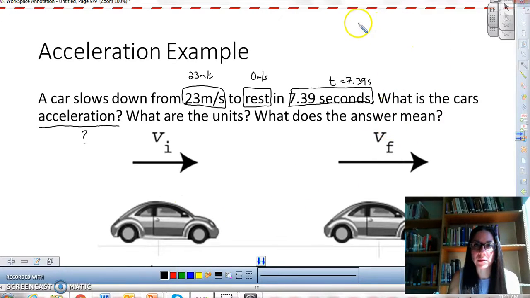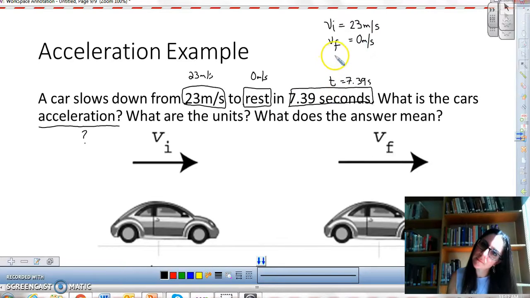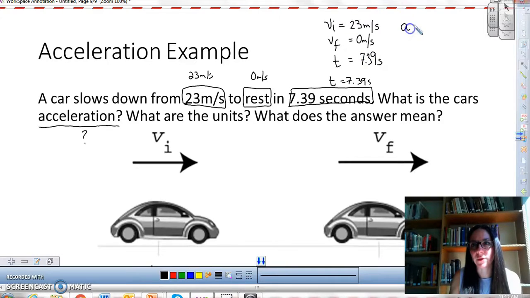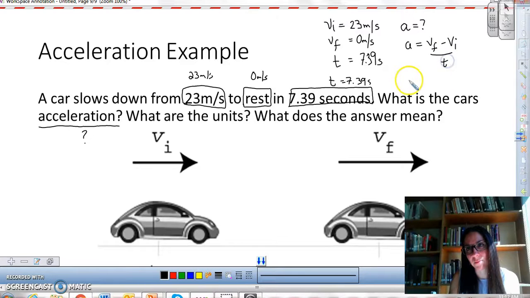So what we're going to do is list all of our information. My initial velocity starts from 23 because it says it slows down from. So that's going to be my initial. So it goes to rest. That means that's going to be my final velocity like this. And to do that change, it took 7.39 seconds, just like that. With the question being the acceleration. So the equation for acceleration is Vf minus Vi over t.